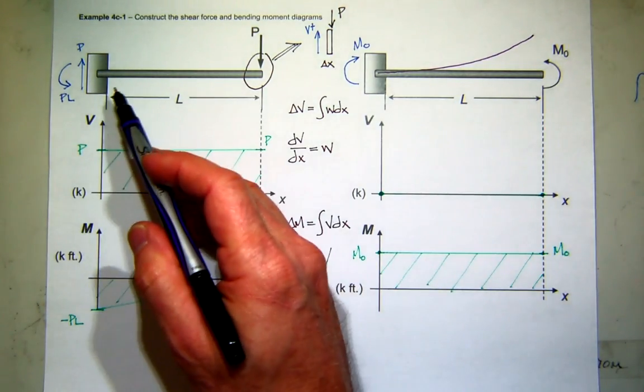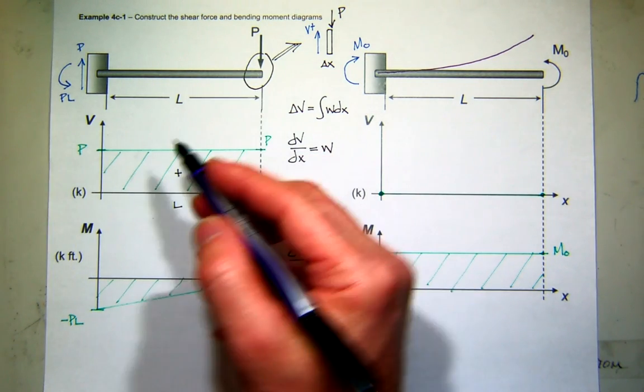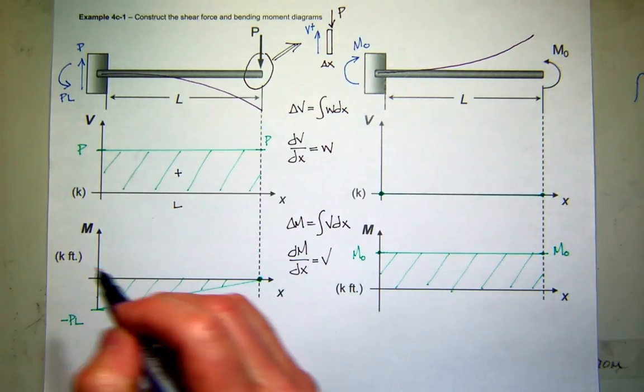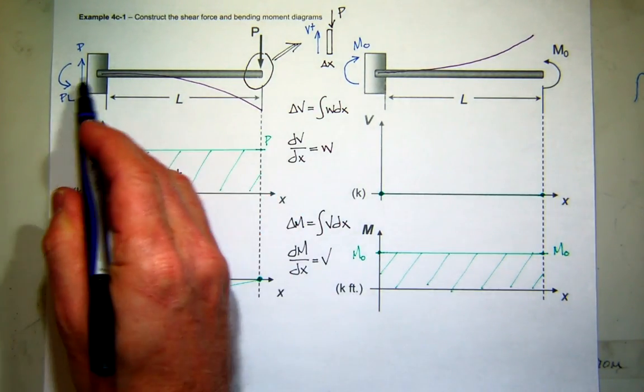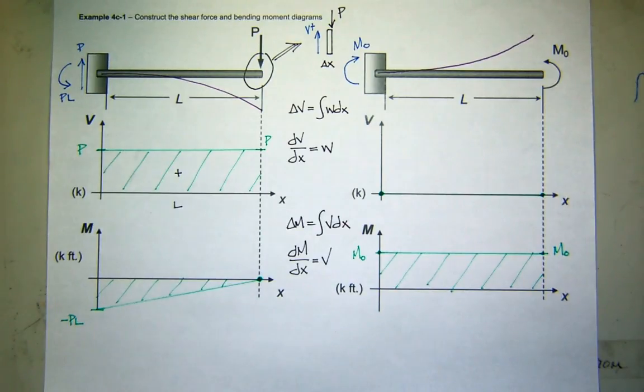What about this side? What's this one going to do? Is this tip going to go up or down? Probably going to go down, so you would have a deflected shape that looks like that. And you'll notice that curvature is negative. We have all negative slope, all negative bending moment.